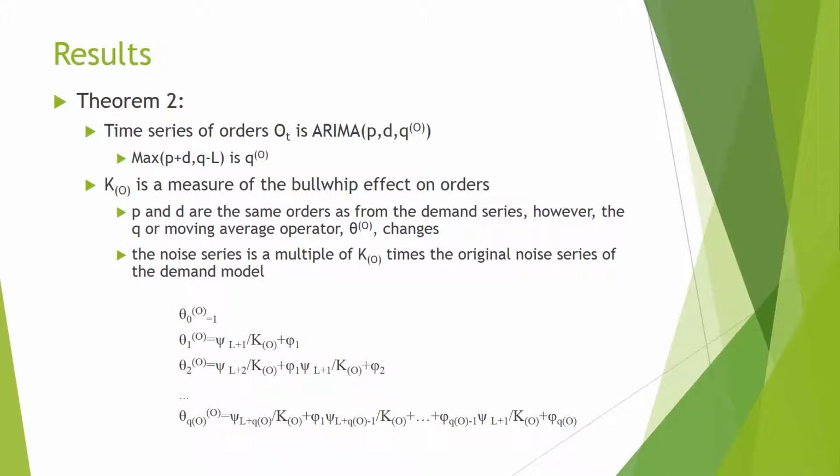Theorem 2 is regarding the time series of orders with an ARIMA of values P, D, and Q sub O. Q sub O changes, however, P and D are the same orders as from the demand model that was presented earlier. An important thing about this theorem is that it gives us a measure of the bullwhip effect on orders, which is a ratio, again, just like the other one. However, this is a ratio of the standard error of orders to that of demand. I recommend you pause the video and take a look at the changing value and how the noise series is affected.